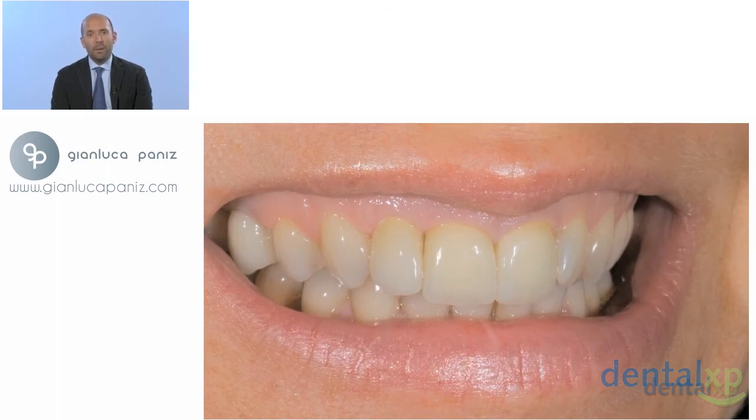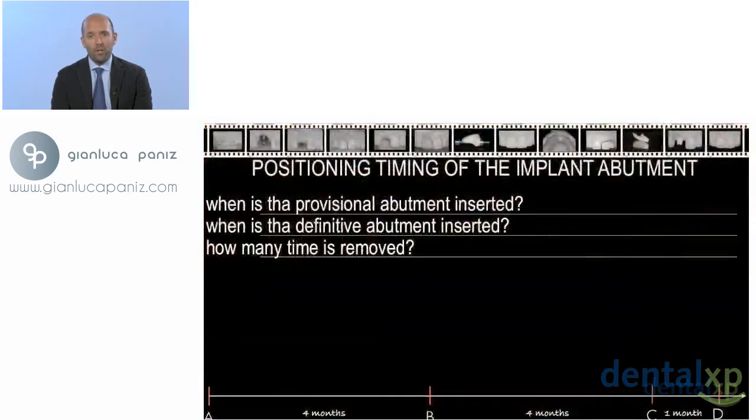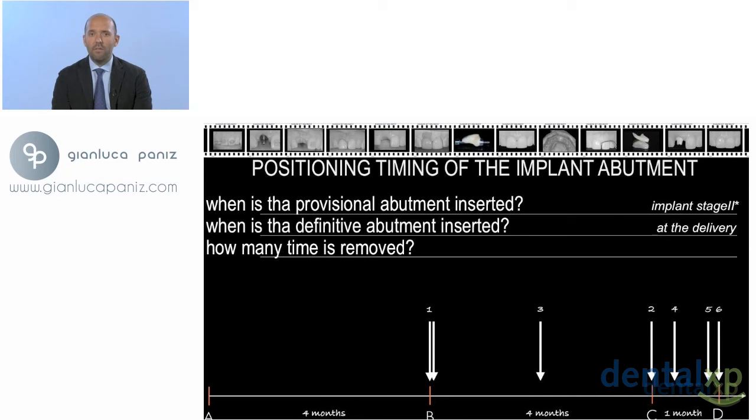So one last aspect that I want to speak about before the end of this presentation is the timing of the positioning of the implant abutment. Because if you look at these cases, we insert the provisional abutment at implant stage 2, in those cases in which we index the implant during implant stage 1, and we insert the definitive abutment at the delivery of our restoration. But unfortunately, we had to change the implant abutment plenty of times before the end result of our restoration. In all these cases, about 6, 7, or 8 times before delivering the final result.